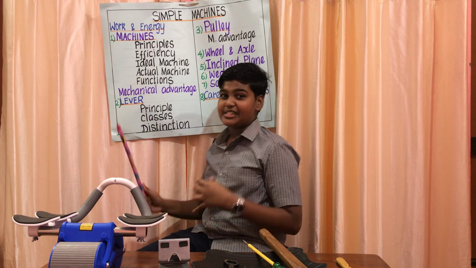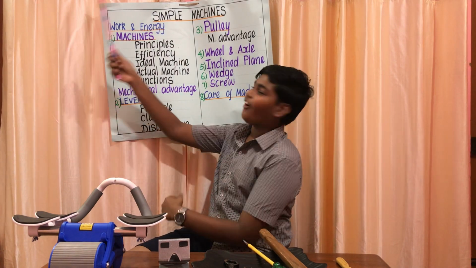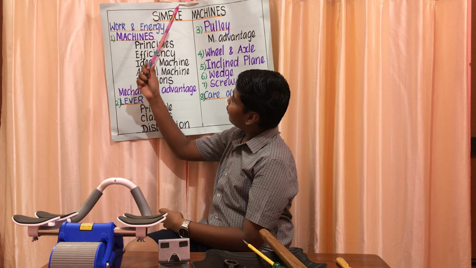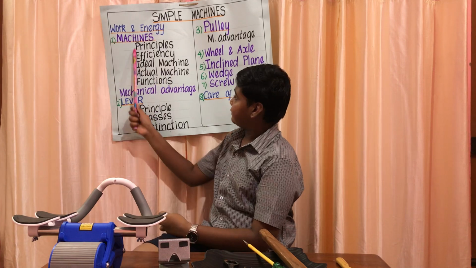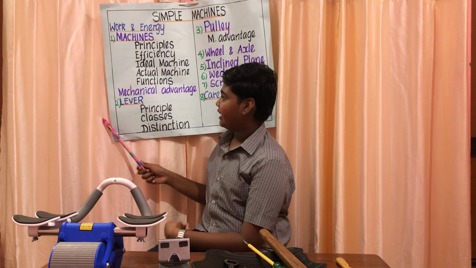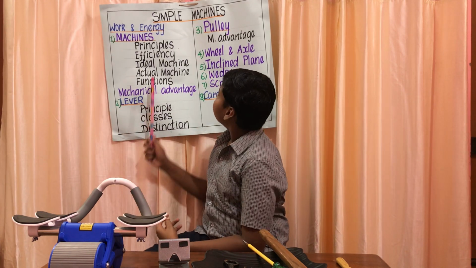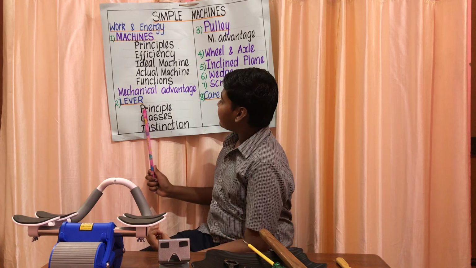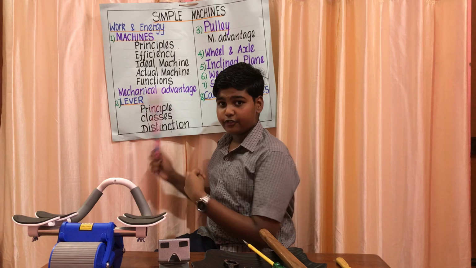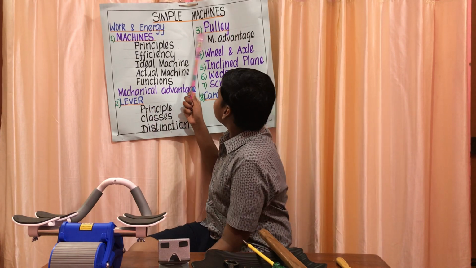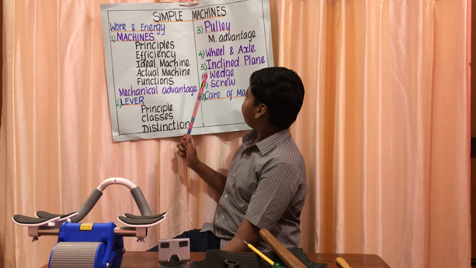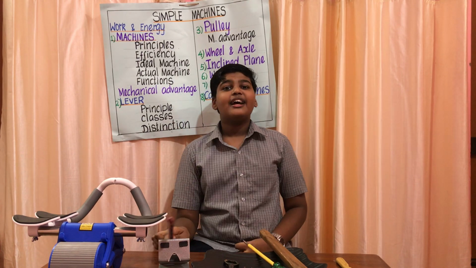Understood, friends? So in today's class, we learned about the great adventure of the simple machines. We learned about work and energy, and about machines: principles, efficiency, ideal and actual machine functions, then mechanical advantage. Then we learned about the first simple machine, the lever, its principal classes, and the distinction between the different classes of levers. Then we learned about the pulley, its mechanical advantage, then wheel and axle, inclined plane, wedge and screw, and then the care of machines.